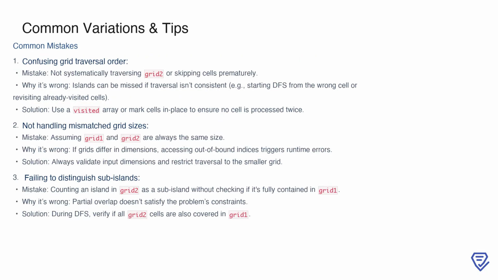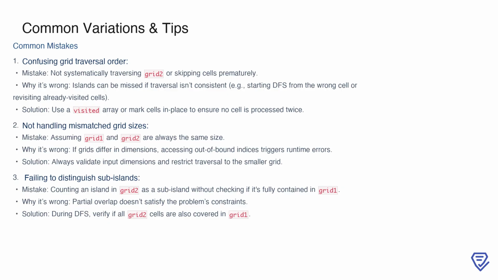One of the most common mistakes in solving the count sub-islands problem is confusing the traversal order of the grid. Without a systematic process, such as skipping cells prematurely or revisiting already processed cells, you risk missing islands entirely. To avoid this, either maintain a separate visited array or mark cells directly in the grid as visited during traversal.